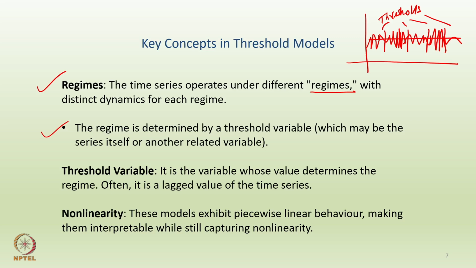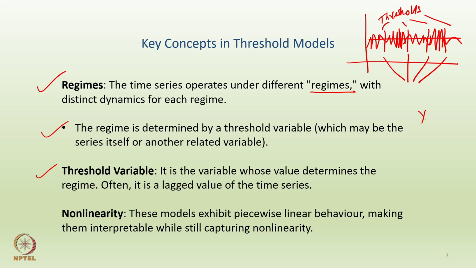Now, the next thing is the threshold variable. This is the variable whose value determines the regime. As discussed before, all these vertical lines are the thresholds, and the moment the time series crosses a threshold the dynamics change. So, the threshold variable is nothing but the variable whose value determines the regime. Often it is a lagged value of the time series itself.